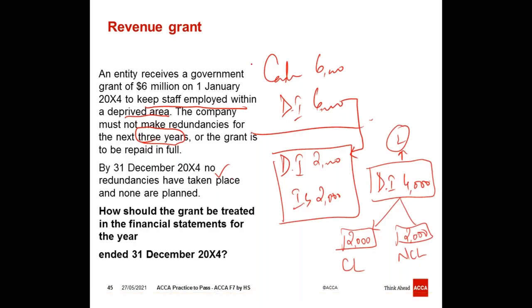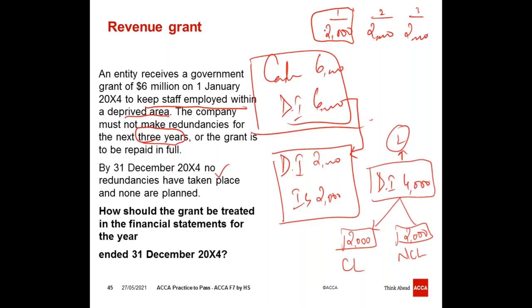So it says that you have received a government grant for the 3 years. For the first year, the amortization will be 2,000. For the second year, it will be 2,000, and for the third year, it will be 2,000. So as you have fulfilled the criteria for the first year, this amount is your income, and the rest of the amount is your liability in deferred income.